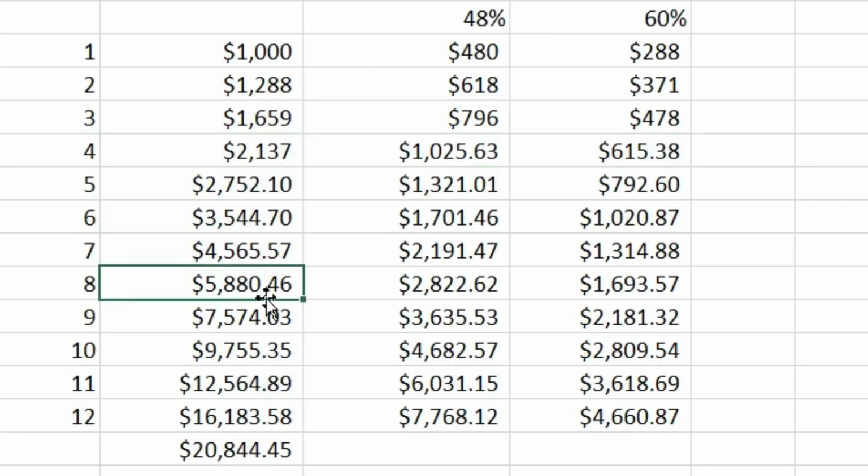On the 7th month, 8th month, 9th, 10th. So over here, as you can see, by 10 months, your account has already grown to more than double. That is the projection, if we can get this 48%. By a year, the projection is about $20,000. So do you understand this?